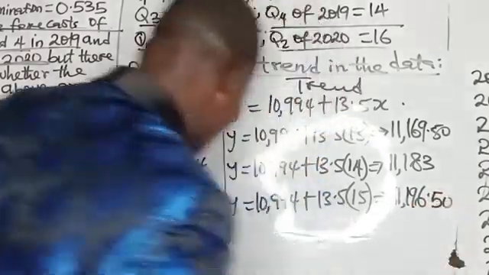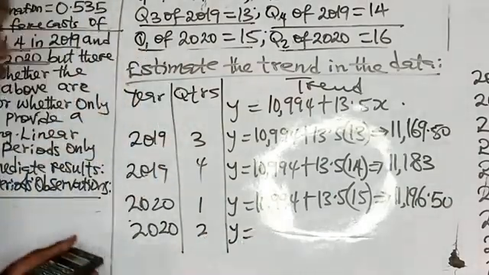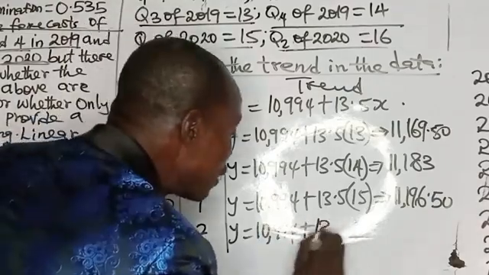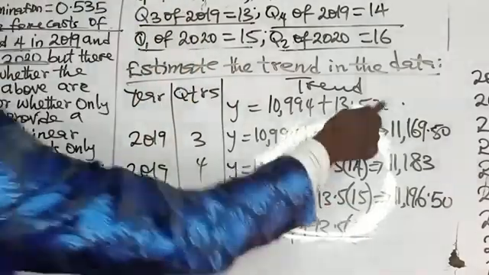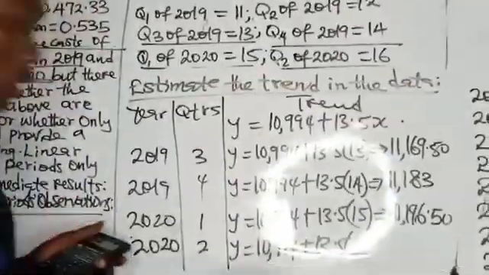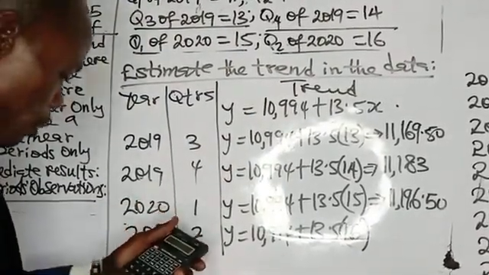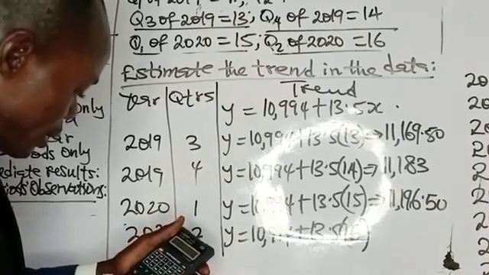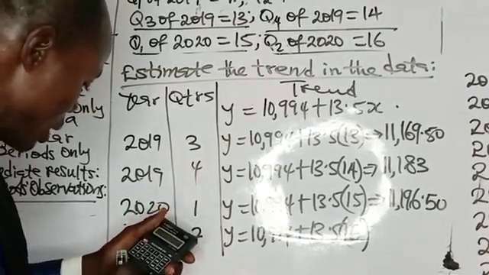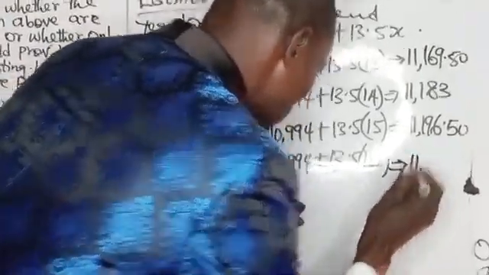That gives us 11,196.5. Then quarter 2 of the year 2020, we have y equals 10,994 plus 13.5 multiplied by x. The value of x for quarter 2 of the year 2020 is 16. So 13.5 times 16 gives us 216, plus 10,994. That is a total of 11,210.